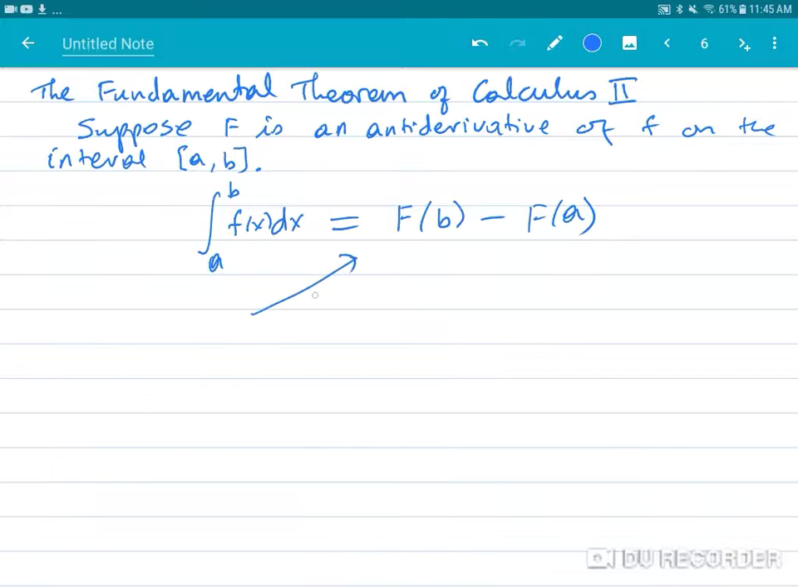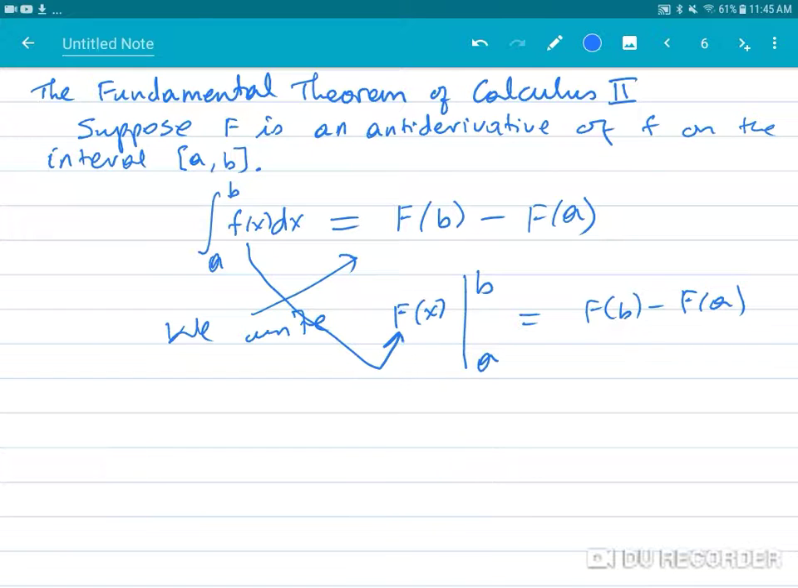As a notation, we write f of x evaluated from a to b. It's an antiderivative. You could use any antiderivative, okay? Then plug b into the function, and then plug a into the function and take the difference. That way you have the definite integral calculated.